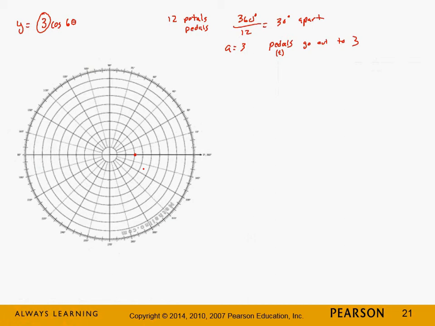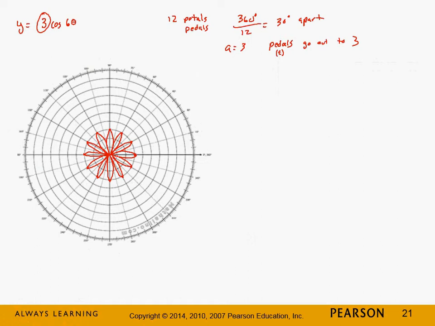So I've got one at 30, 60, 90, and so on: 1, 2, 3, 4, 5, 6, 7, 8, 9, 10, 11, 12. So it'll look like this. That's what it'll look like.